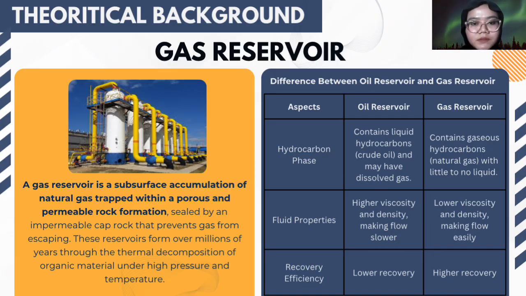Now, the difference between oil reservoir and gas reservoir. The aspect of hydrocarbon phase: an oil reservoir contains liquid hydrocarbons or crude oil and may have dissolved gas, whereas a gas reservoir contains gaseous hydrocarbon, natural gas, with little to no liquid. Next, fluid property. An oil reservoir has higher viscosity and density, making flow slower, whereas a gas reservoir has lower viscosity and density, making flow easier. The last one is recovery efficiency. An oil reservoir has lower recovery, whereas a gas reservoir has higher recovery.